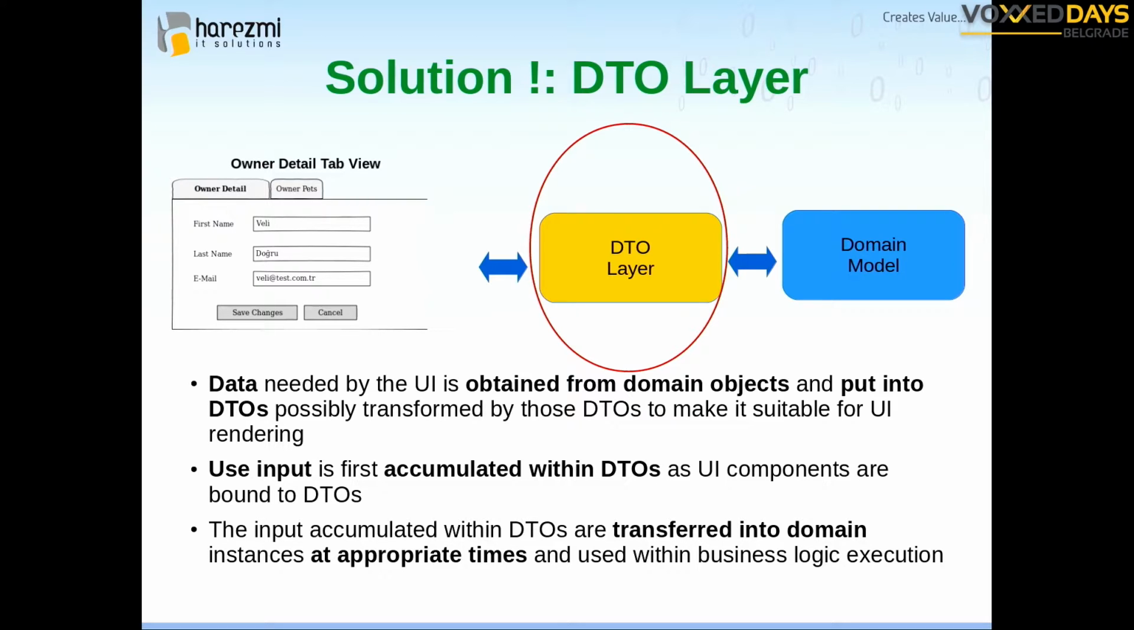Our solution here is based on DTOs, domain data transfer objects. Those DTO objects are placed in between the UI and domain layer, and data needed by the UI is first obtained from domain objects and put into DTOs, possibly transformed by those DTOs to make it suitable for UI rendering. Also, user input is first accumulated within those DTOs before passing to domain or persistence operations. Only then is it flushed or reflected into the target domain layer at appropriate times.